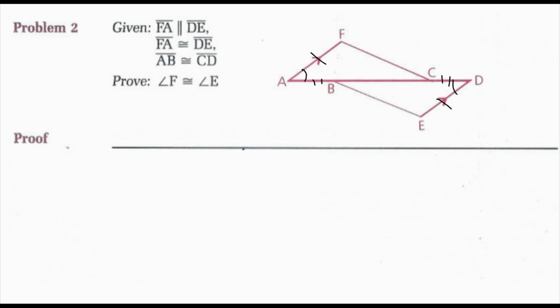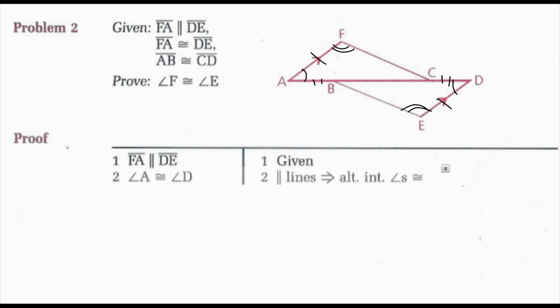Now I can have my triangles, triangle FAC and triangle EDB congruent by side angle side. If those two triangles are congruent, then I can say that angle F and angle E are congruent by CPCTC. So listing out my statements and my reasons, I'd have my first givens, line FA is parallel to line DE. Angle A is congruent to angle D because if I have parallel lines, then alternate interior angles are congruent.